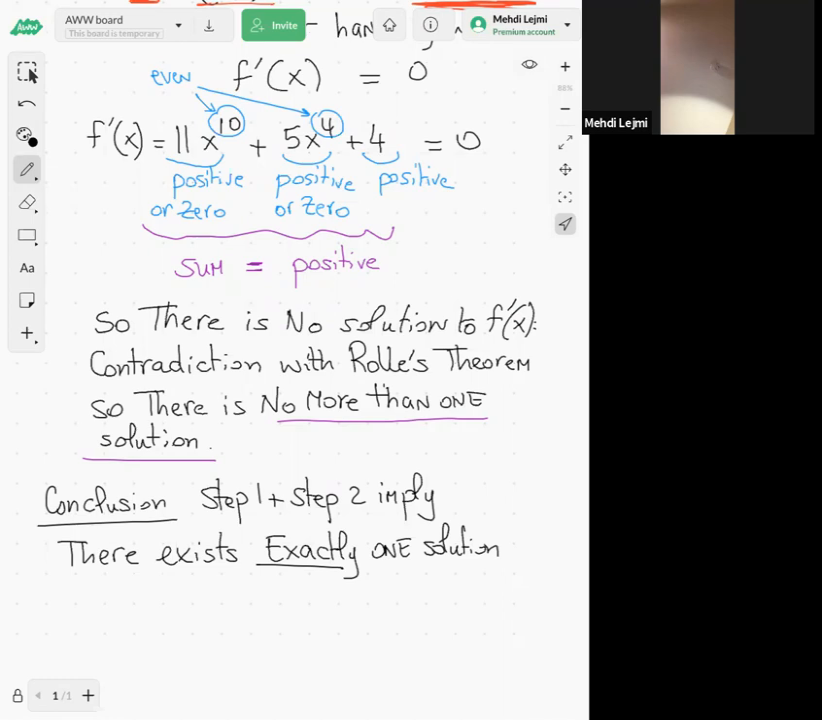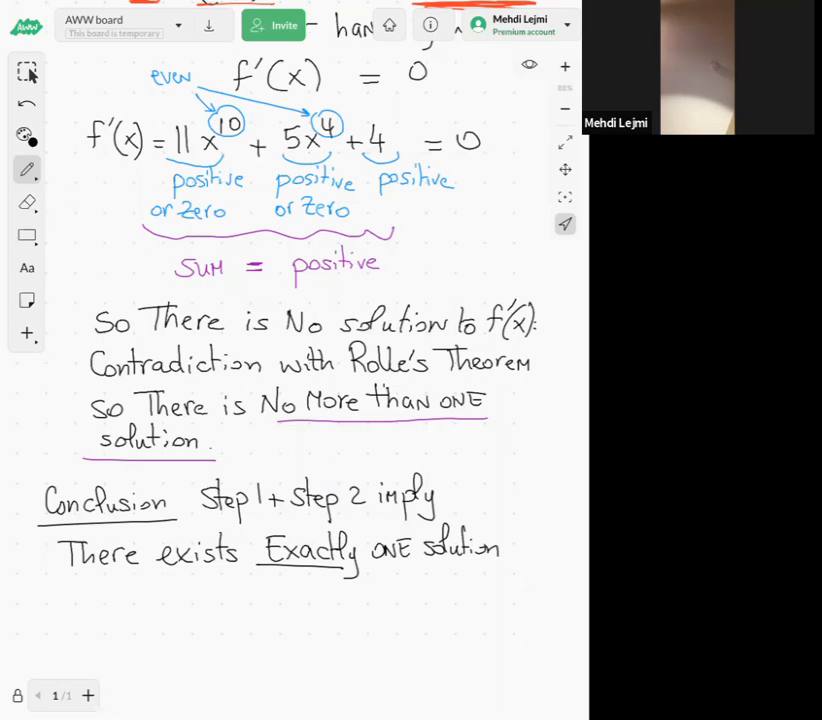There's a difference between problem number 5 and number 6. In number 5, we have to prove that there is exactly one solution. So when you have to prove that there is exactly one solution, there are two steps. You have to use the IVT to say there is at least one, and then Rolle's theorem as the second step to say there is no more than one. And so you combine the two to say there is exactly one.